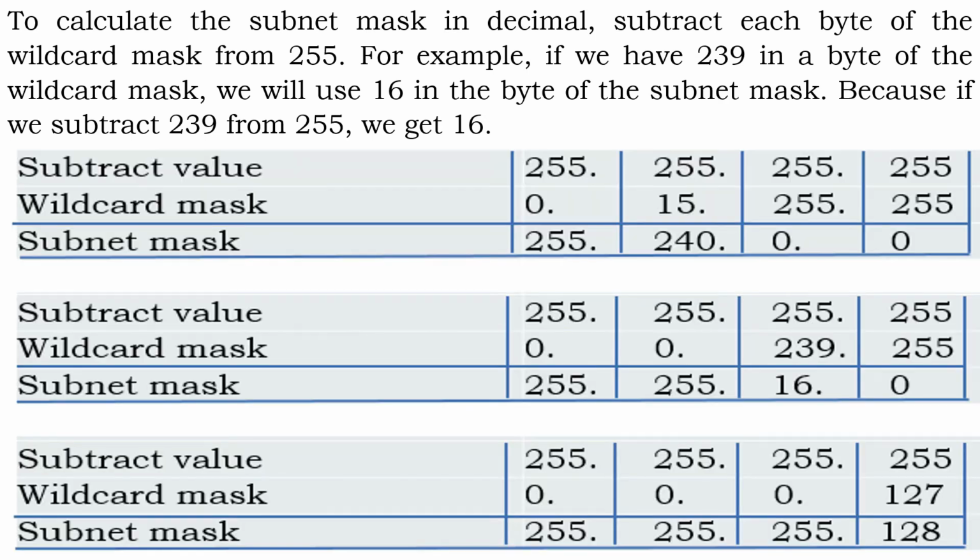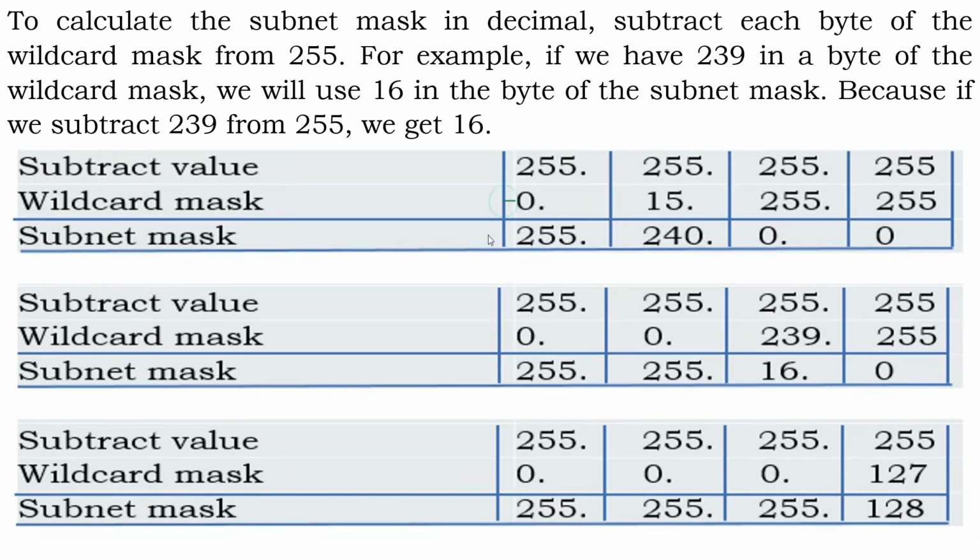Let's take some examples. 255 minus 0 equals 255. 255 minus 15 equals 240. 255 minus 255 equals 0. If we subtract 0 from 255, we get 255. So, we will write 255 here. And here.